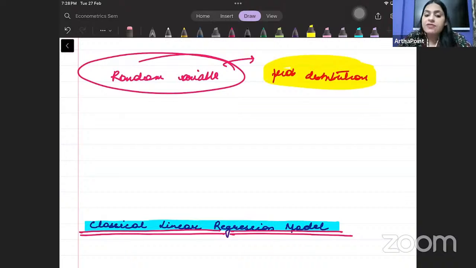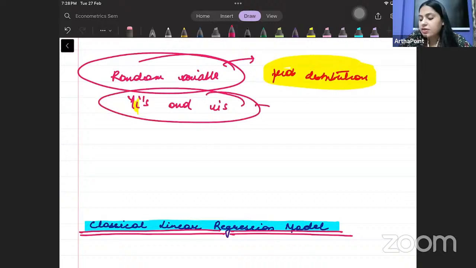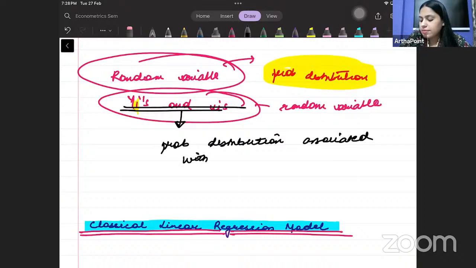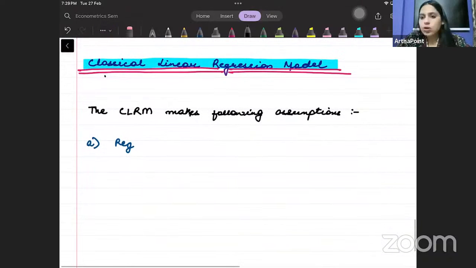Because in our case, we can clearly tell that the yi's and the ui's are random in nature, because they are random variables. So we can tell that these will have a probability distribution associated with them. Clear? So if I tell you that the values of y or the error terms have probabilistic assumptions, you will say yes, because any random variable will have a probability distribution associated with it.